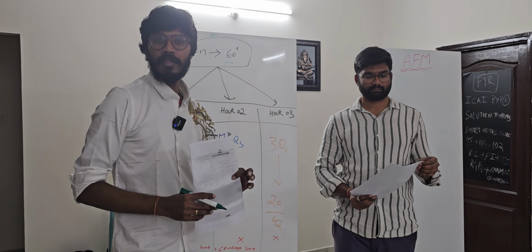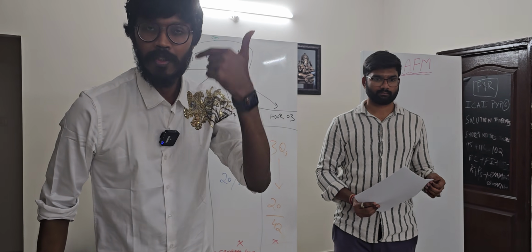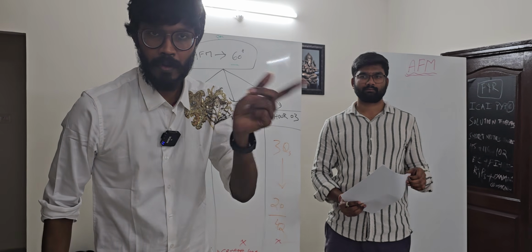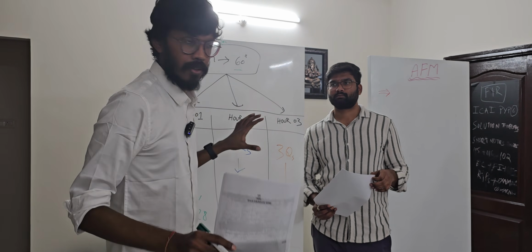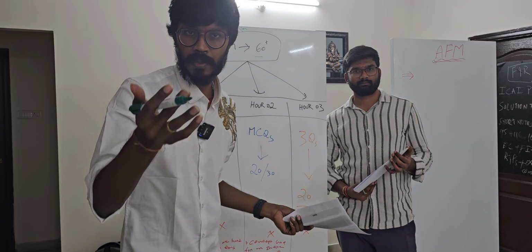Why do you need 60? Because you're not sure about what is going to happen in audit. You are not sure about what might have gone wrong in FR. So this is the present. AFM is the present, audit is the future, FR is the past. Present is always what we work upon.